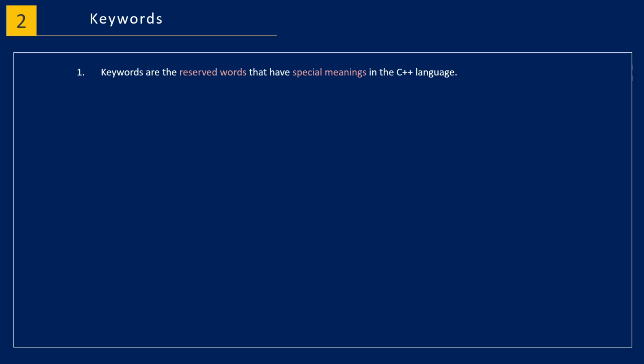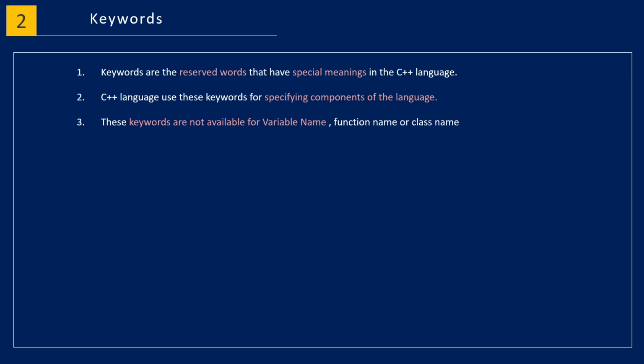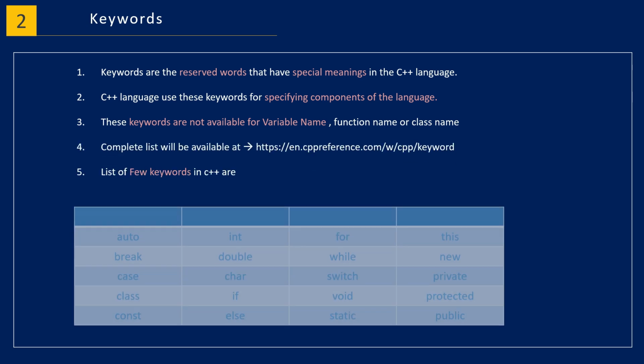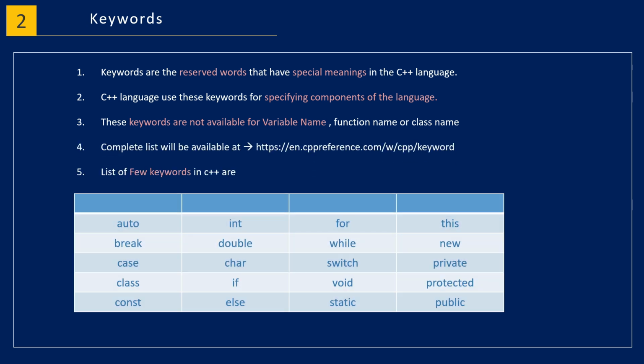Keywords in C++ are reserved words that have a special meaning. There are many words defined by C++ which have been given a special meaning and special functionality to perform. Keywords are not available for variable names, function names and class names, which we discussed in identifiers, and we'll discuss here as well with an example. A few keywords I have given over here and the rest of the keywords are available in this particular link, or you can search on the net and you will get the list of all the keywords.